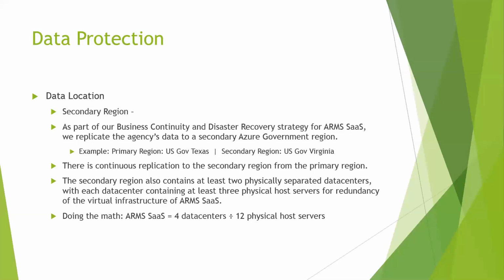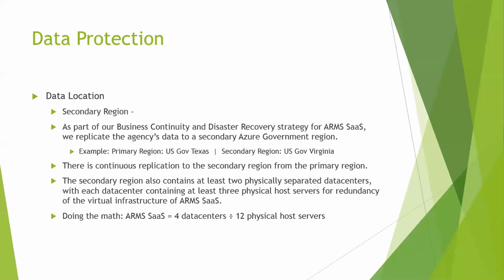The secondary region. As part of our business continuity and disaster recovery strategy with ARMS SaaS, we replicate the agency's data to a secondary Azure Gov region. So an example, primary region, US Gov Texas. Inside of US Gov Texas is at least 2 data centers. We know there are more, but Microsoft tells us it's at least 2. And inside of each of the data centers, there are at least 3 host servers that are replicating for us. Secondary region, US Gov Virginia. The same minimum 2 data centers with minimum 3 hosts per data center exists in the secondary region.